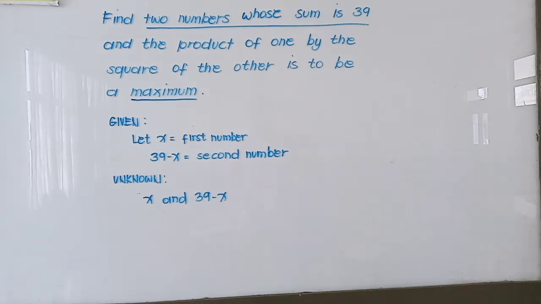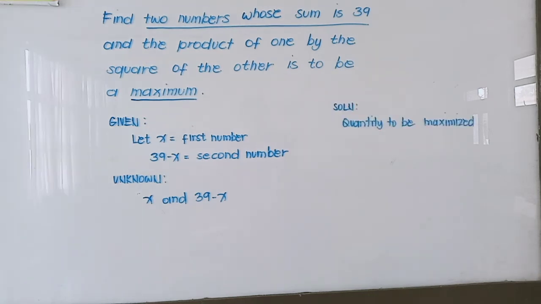It says find two numbers. So the best description would be the first number is the first number, and the next number is the second number. All right? Okay, and therefore our unknowns will be the two numbers, x, and the other one is 39 minus x instead of y. So we have just conserved our variables to just one, because remember, we cannot apply differentiation in optimization problems if a particular function is in terms of more than one variable.